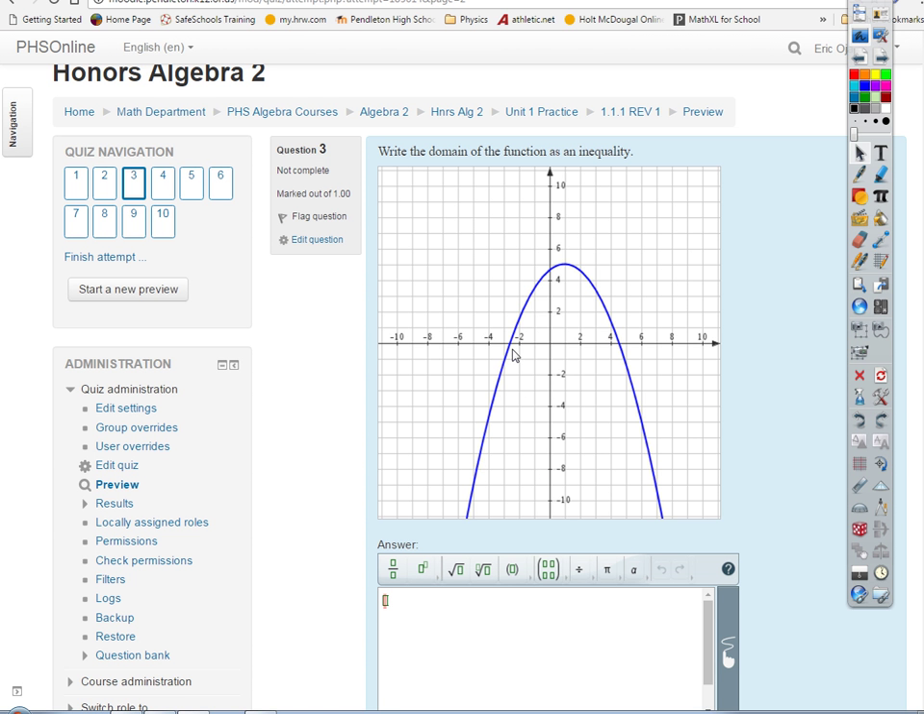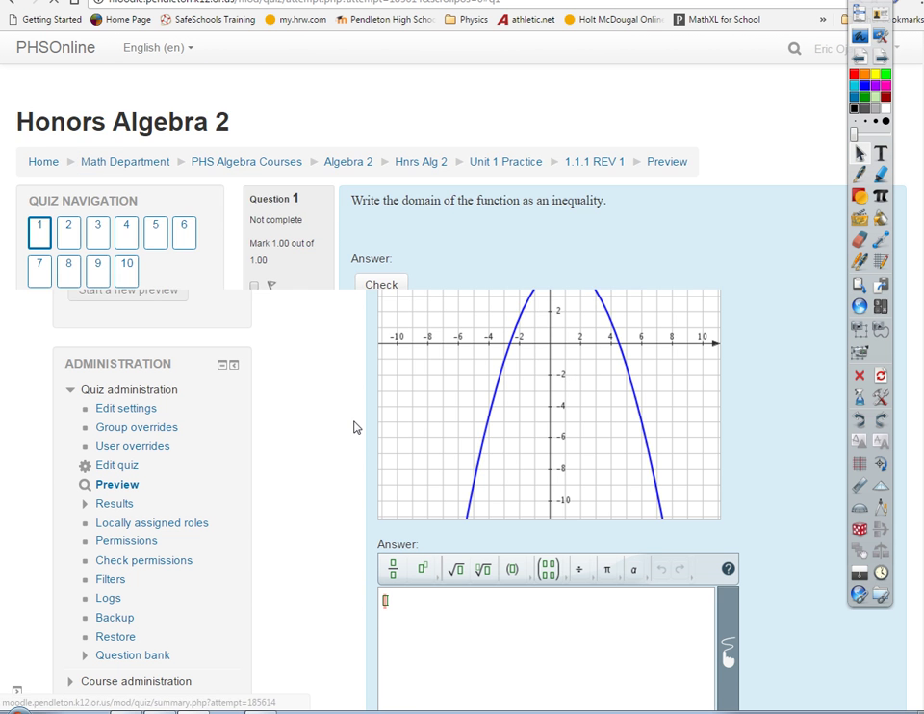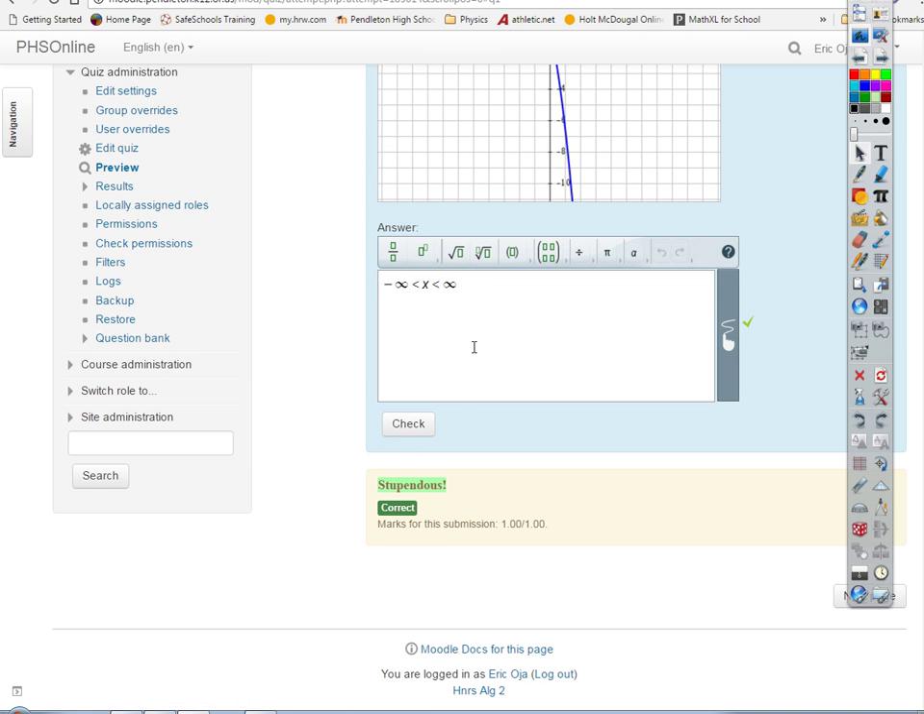This is going to be an example just like the first example where the function's unrestricted. So writing that as an inequality, we're going to get that answer again.